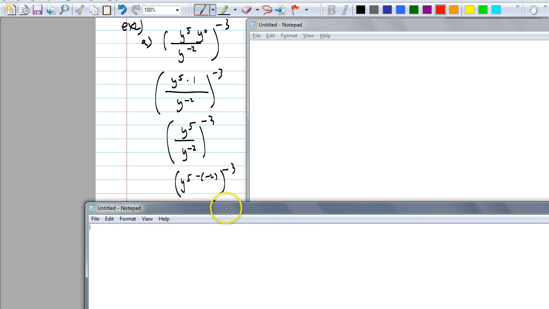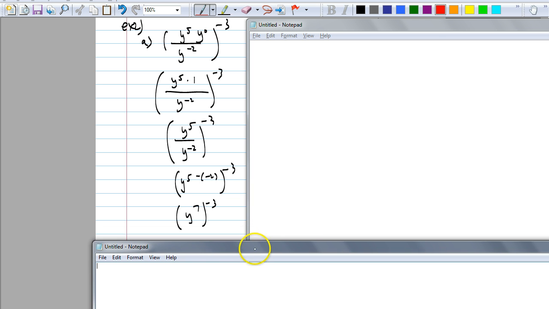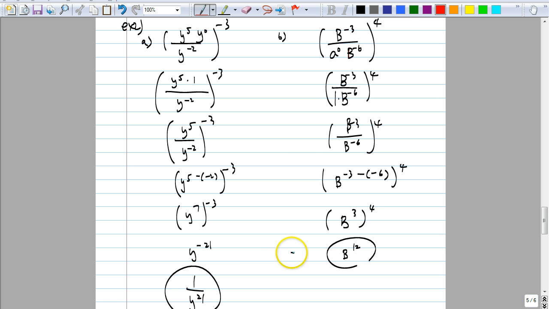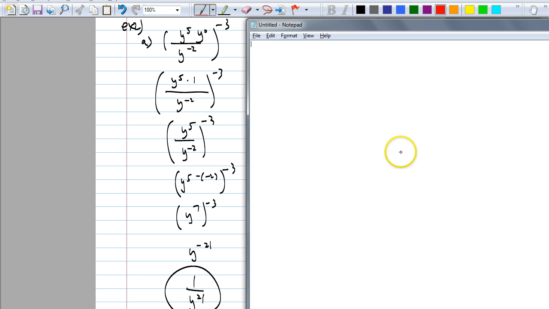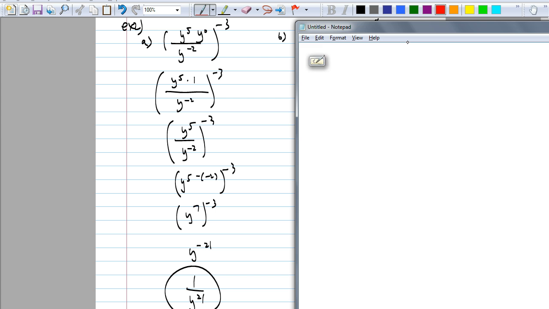So y to the 5th over y to the negative 2, well, we subtract the exponent. So it's going to be 5 minus negative 2, to the whole thing to the negative 3rd power. 5 minus negative 2 is the same as 5 plus 2. So you get 7. And so you get 1 over y to the 21 power, because you get y to the negative 21. I wanted to show you the whole thing at once.